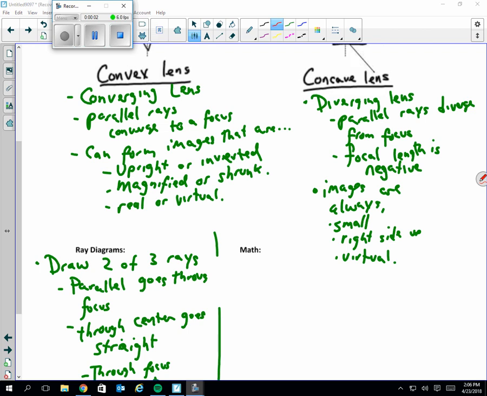In our last lesson, we learned how to find images, decide whether they were real or virtual, determine magnification, and so on, using ray diagrams. Today, we're going to learn how to do it using equations. There are two equations. The first one is 1 over dO plus 1 over dI equals 1 over f.